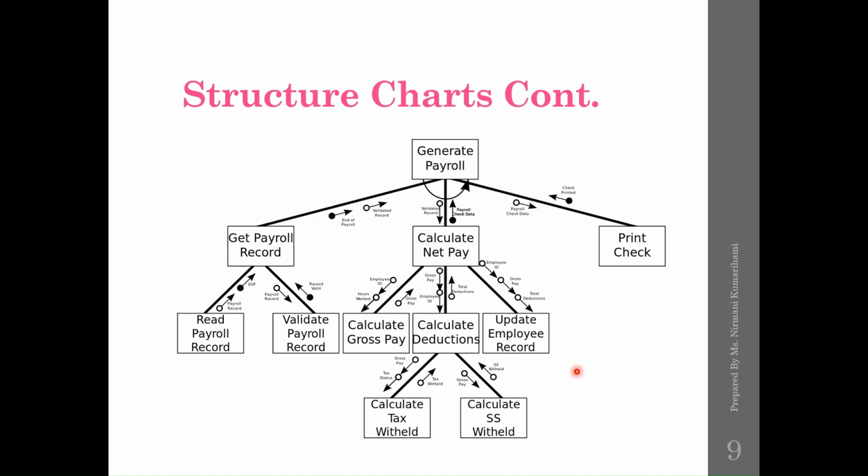This is another structure chart. In this structure chart also you can see uncolored headed arrows and colored headed arrows. Always, the uncolored headed arrows represent variable passing. Colored headed arrows represent some message passing.